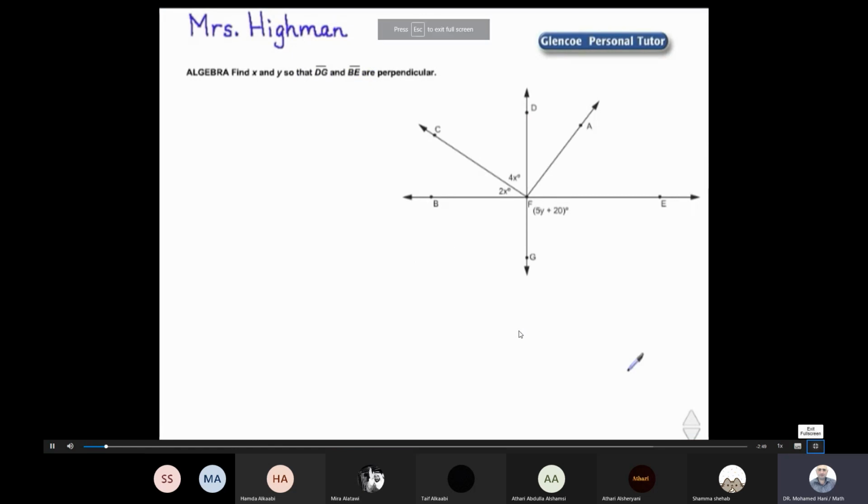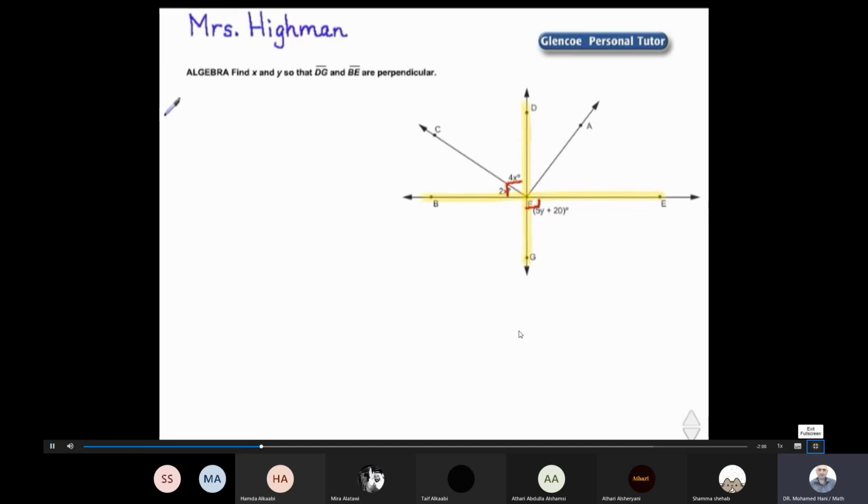Algebra. Find x and y so that segment DG and segment BE are perpendicular. Well, let's take a look at the segments we're talking about. So DG is right along here, and BE is across this way, and we want those two to be perpendicular. So what that means, to make them perpendicular, is that the combination of these two angles here has to be 90 degrees, and this angle right here also has to be 90 degrees.